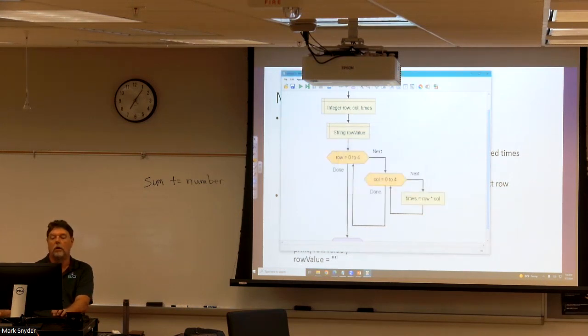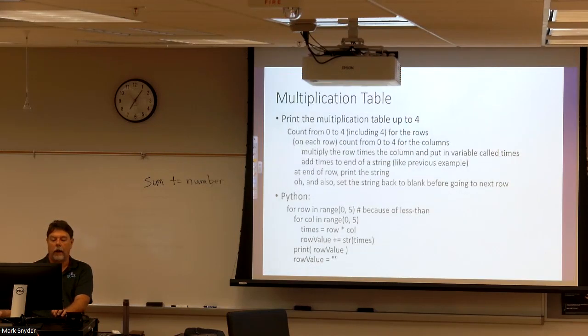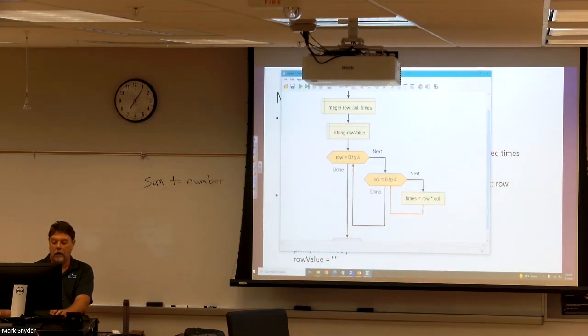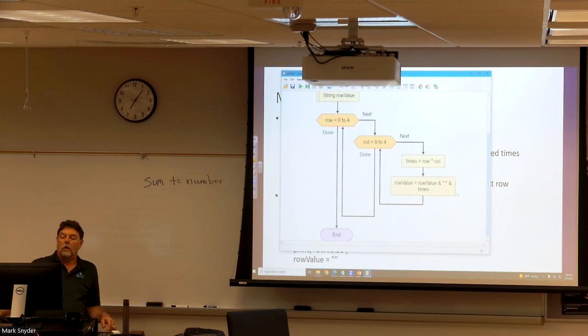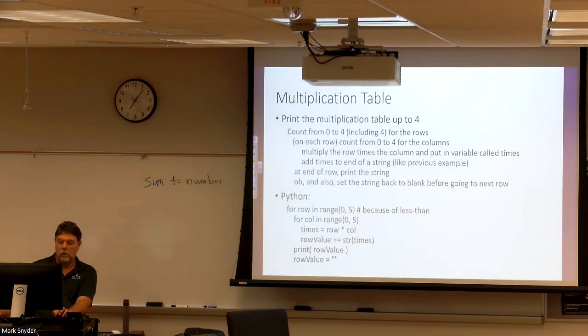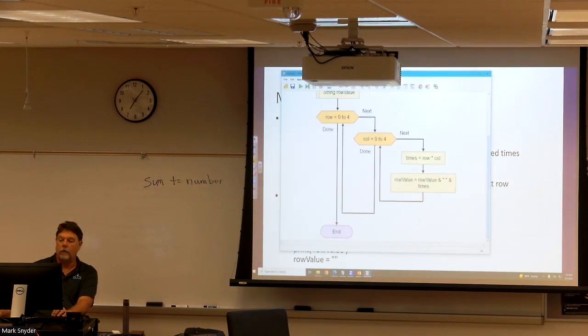Times, and concatenate that to the end of our row value. Row value equals row value and space and times. And that's it.